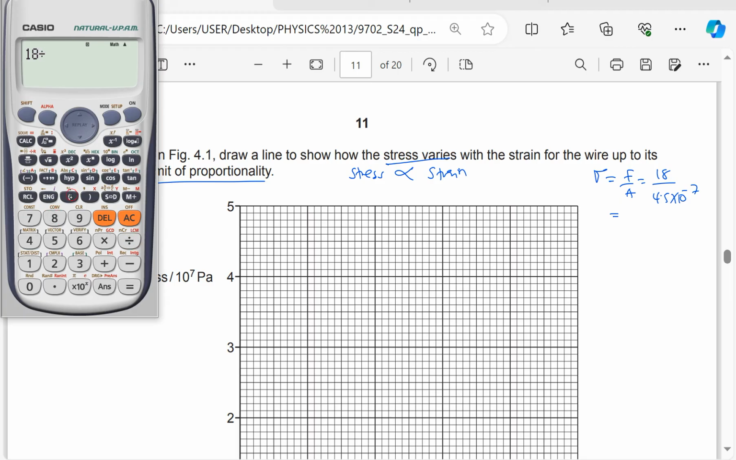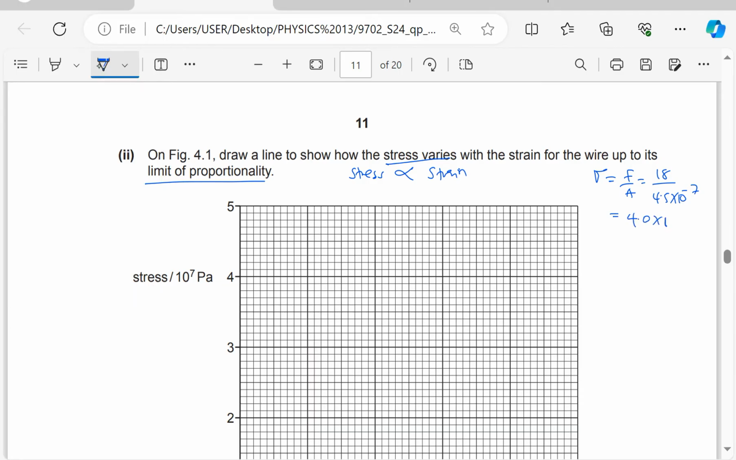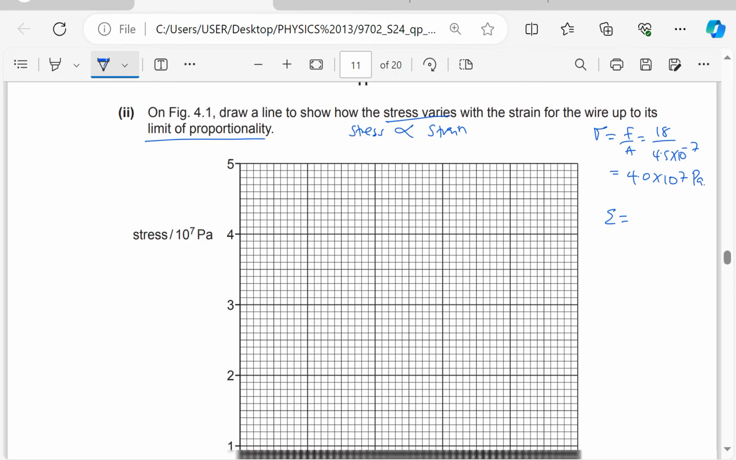18 divided by 4.5 exponent minus 7. So this is 4.0 times 10 to the power of 7 pascals. That is the stress. What is the corresponding strain?